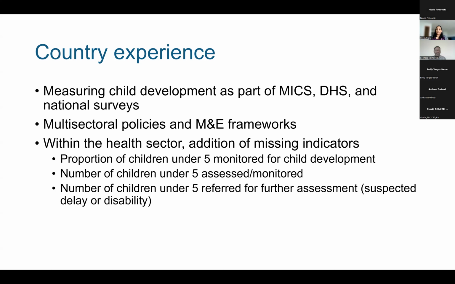And there was quite a lot happening, particularly in sub-Saharan Africa, to think about what would be new indicators that could be integrated. And so this is an example of some of the ones we've seen. One is that child development wasn't really being measured in services, in programs. There wasn't any way to see if that was even happening. And so these indicators have been added to the HMIS. So you have the proportion of children under 5 monitored, number of children assessed or monitored, number of children referred for further assessment because of a suspected delay or disability.